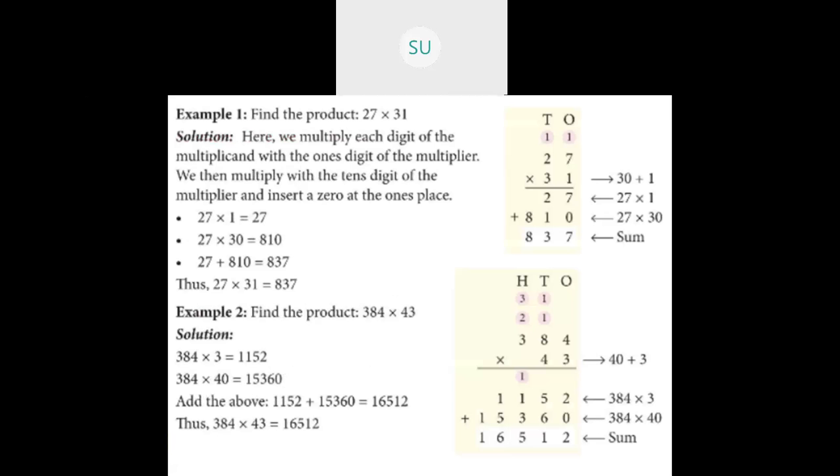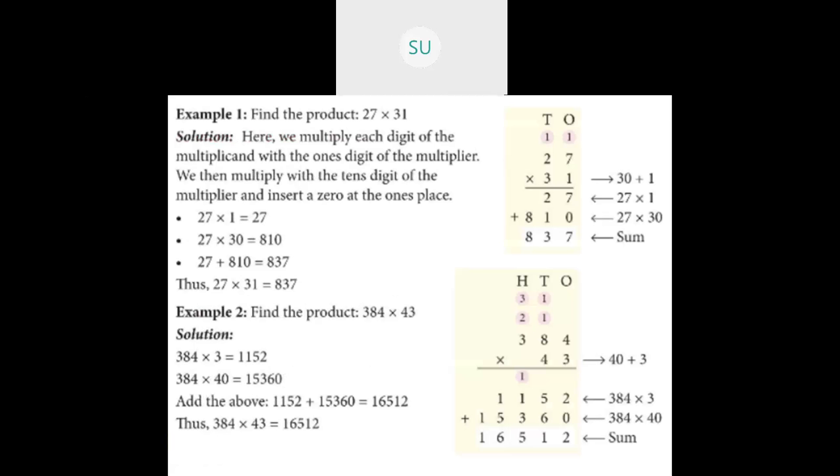Now find the product 27 into 31. Here, what is a multiplicand? Multiplicand is 27 and 31 is the multiplier. Now this 31, when you expand it, you can write it as 30 plus 1. Here we multiply each digit of the multiplicand with the ones digit of the multiplier. We then multiply with the tens digit of the multiplier and insert a zero at the ones place.